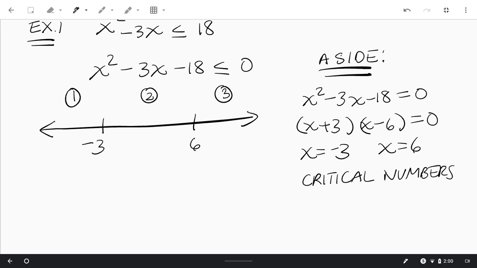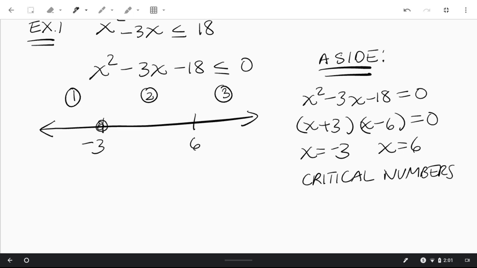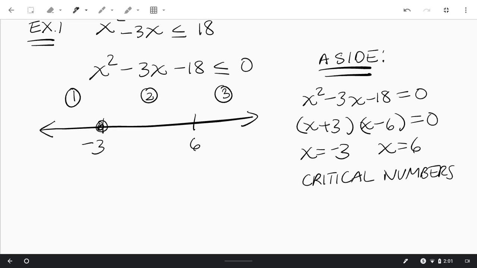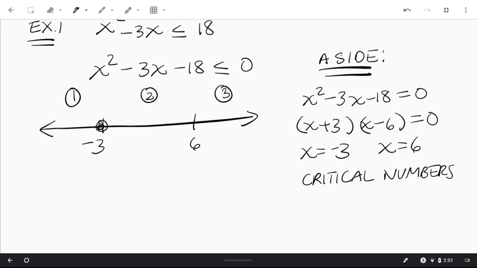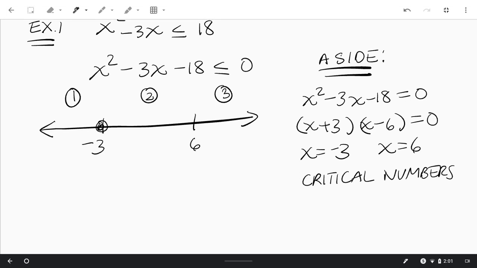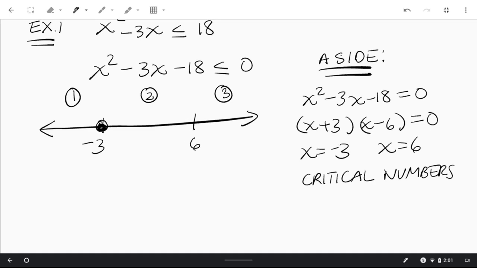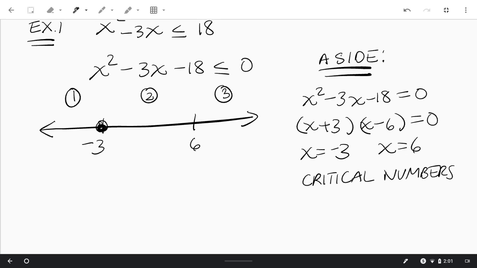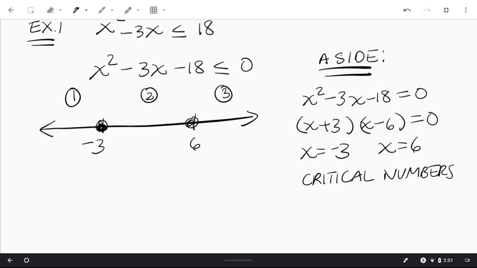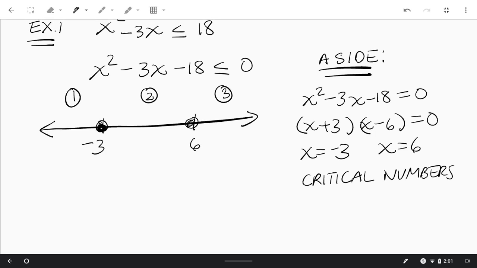So negative 3, when we plug in negative 3, we get 0, right? Because negative 3 and 6 are the solutions. So when I plug in negative 3, I get 0 is less than or equal to 0, which is true. So I will color this in. And then same thing with 6. When I plug in 6, I will get 0, and 0 is less than or equal to 0. So I will color this in.